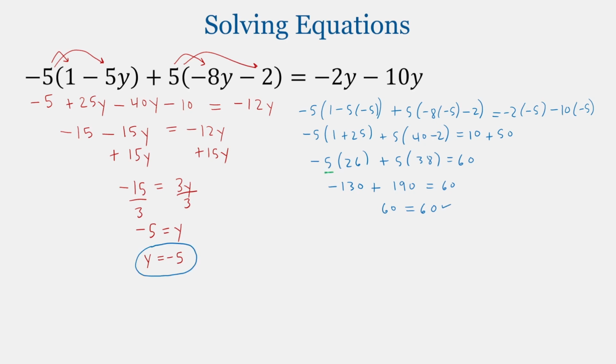Now we can simplify this math down. If you notice, both of these have a factor of 5. Instead of multiplying 5 times 26 and 5 times 38, we could factor out that 5, leaving us with negative 26 plus 38. Doing the math inside the parentheses, we end up with 12, and then 5 times 12 is also 60.